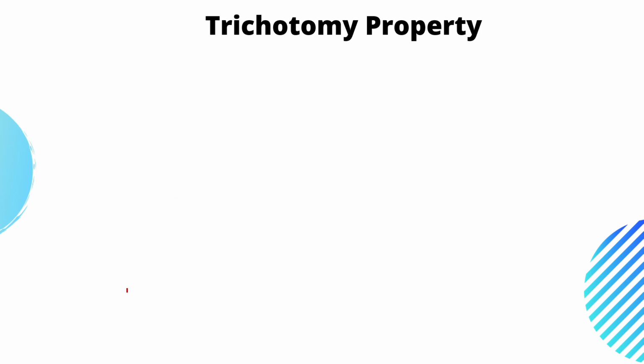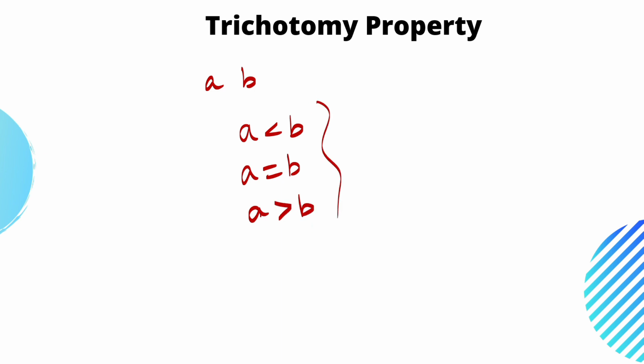So inequalities start with the trichotomy property. This is a basic property. Almost everyone knows this. So what is this? If we consider any two real numbers, let's say A and B, then exactly what can happen is either A will be less than B, or A can be equal to B, or else A will be greater than B. Other than this, it is not possible. There is no other condition other than these three.